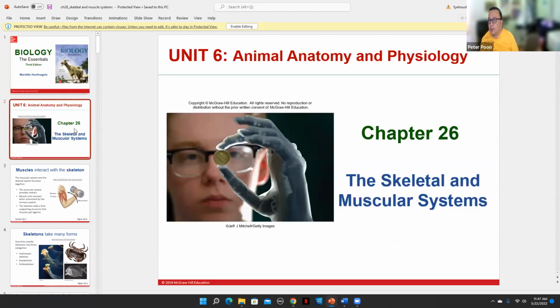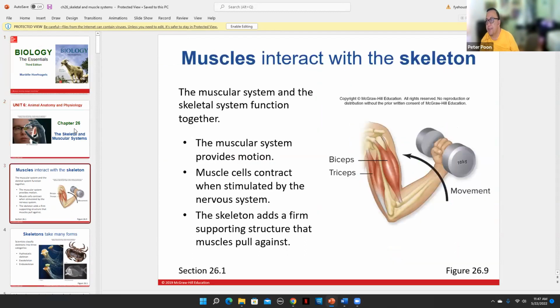Okay. So this chapter we're covering the skeletal and muscular systems. The muscles interact with the skeleton. The muscular system and skeletal system function together. The muscular system contracts and provides motion. But you can't just have a muscle. You need something to contract against, and what you're contracting against is the skeleton. That way you actually move instead of just contract.